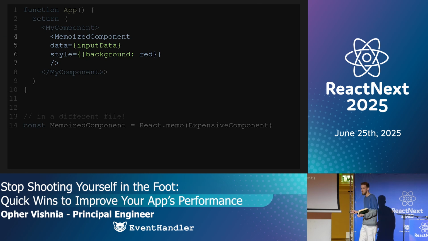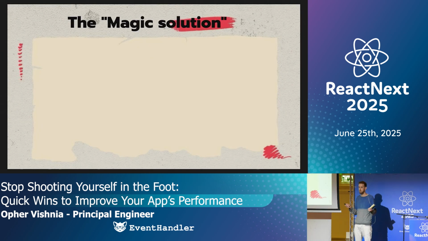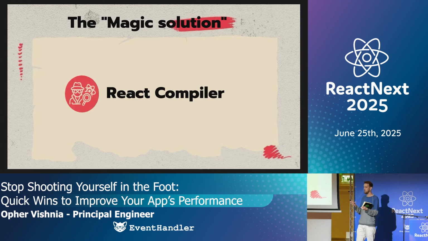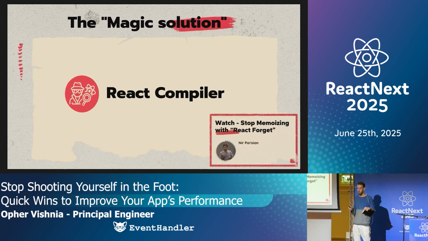And the question is, is there a magic solution for all this memoization stuff? And the answer is yes. It's called React Compiler, which is a relatively new thing that just came out of beta into production about a month ago, and you can use it right now. There was even a talk about this just an hour ago. Highly recommend you go watch that, but this talk isn't about that. This talk is about stuff you can change in your codebase right now to improve performance, even before you migrate to using React Compiler. So, let's continue with the investigation.